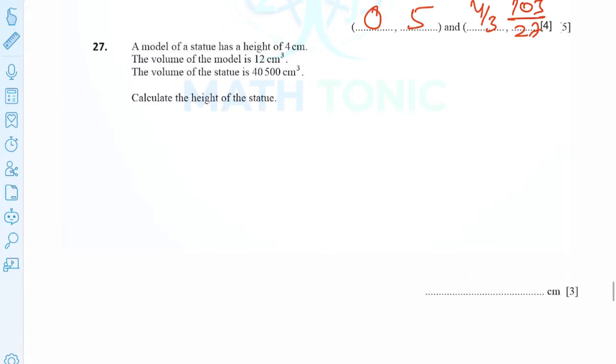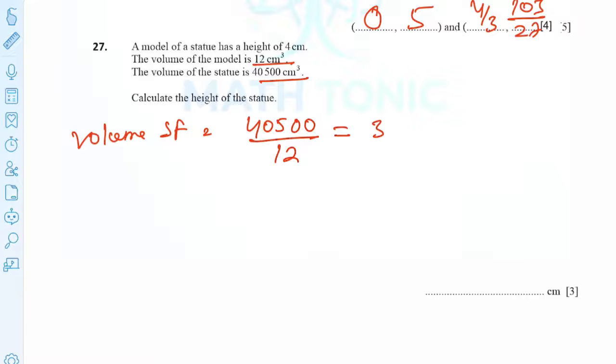Question number 27. Again, it's a similar shape question, but this time it's a volume question. So volume is given here. First step is to find the volume scale factor. Volume scale factor equals 40500 over 12, which equals 3375. That means one statue is 3375 times greater, right? And they're asking about the height because one height is given.